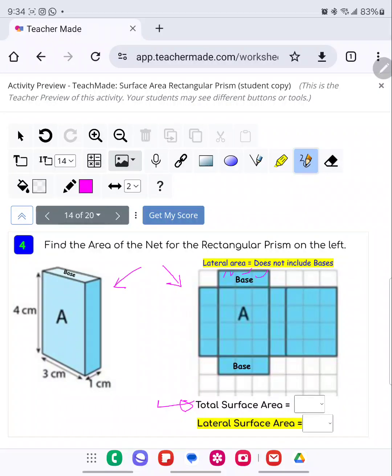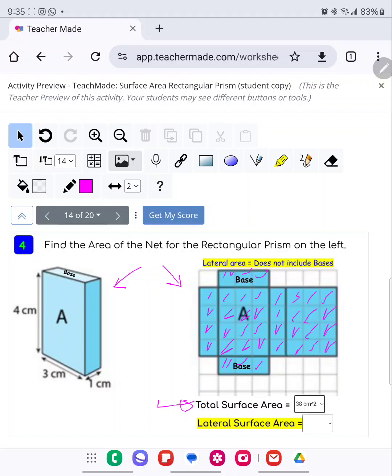There's 3, 4, 5, 6, 7, 8, 9, 10, 11, 12, 13, 14. Almost there. 15, 16, 17, 18, 19, 20, 21, 22, 23, 24, 25, 26, 27, 28, 29, 30, 31, 32, 33, 34, 35, 36, 37, 38. So we're going to put 38 as the total.